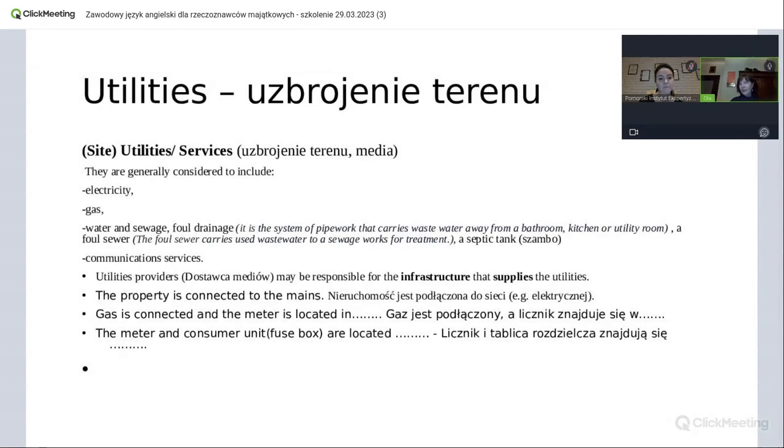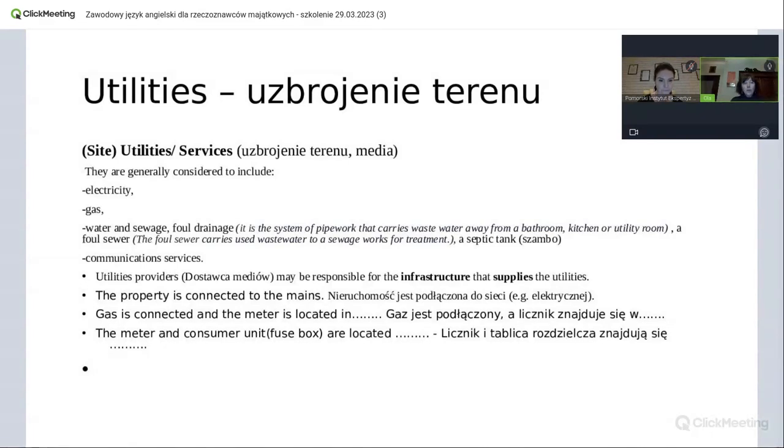So we have water and sewage, which is woda i ścieki, right? Foul drainage, I would say it is the system of pipes at your home taking the dirty water away, and then foul sewer, so the system in the streets, in the area. And of course, communications services, it's like the internet, telephone lines, different kinds of, you know, the way how people can communicate, okay?